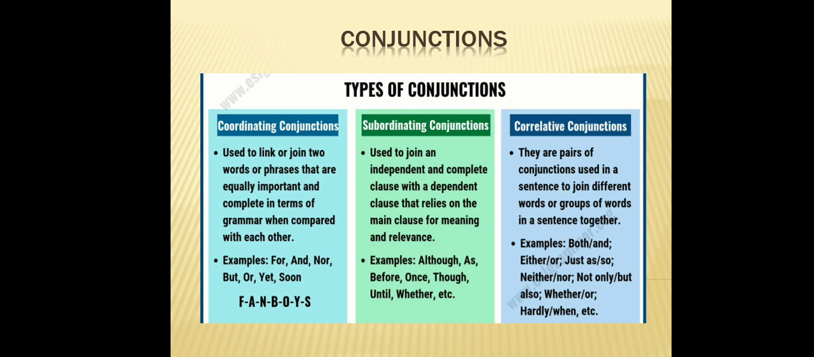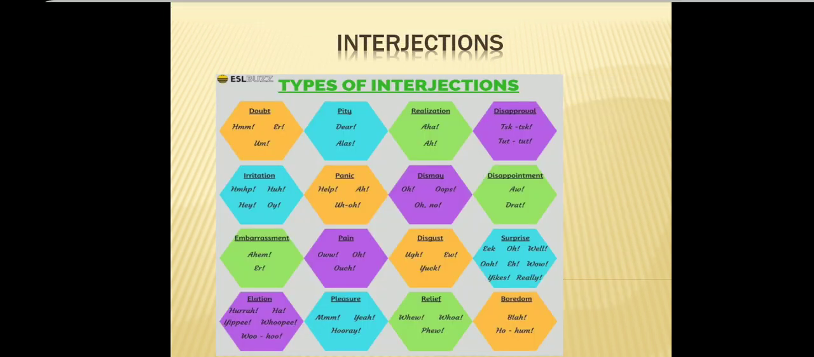And the correlative conjunctions. They come in pairs. Correlative conjunctions link parts of a sentence together. Examples of correlative conjunctions are both, either, just as, neither, not only, but also, whether, hardly, when. And the last one that we have is the interjections.